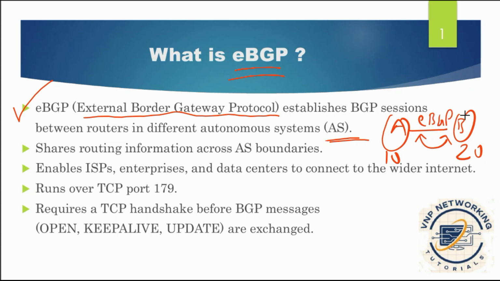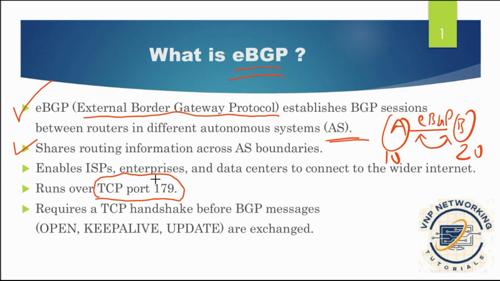Now, the main purpose of eBGP is to exchange routing information between different autonomous systems. This is how internet service providers, enterprises, and data centers connect to the wider internet and share routes globally. eBGP uses TCP port 179 for communication, whether it's eBGP or iBGP. Both versions of BGP use TCP 179.